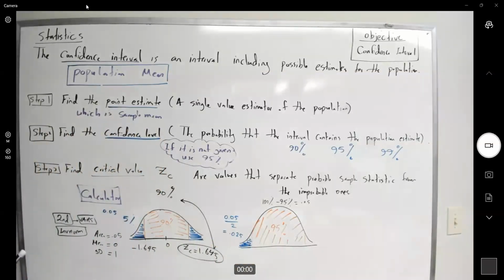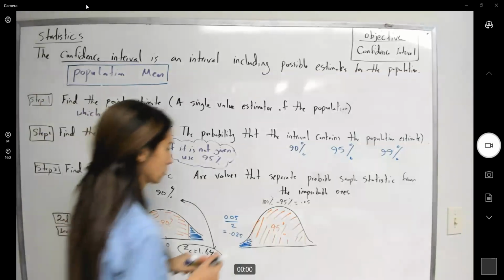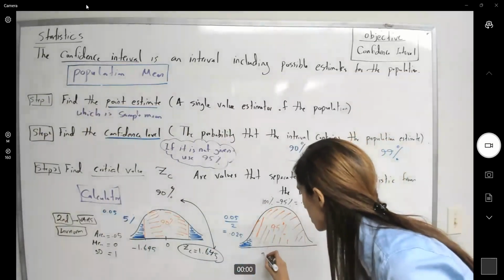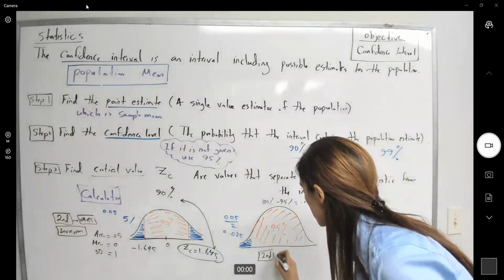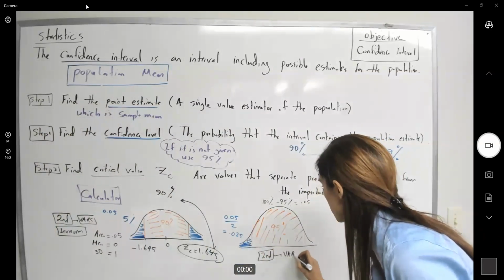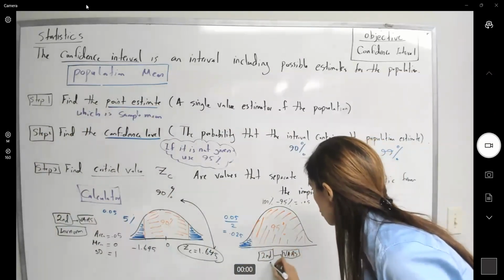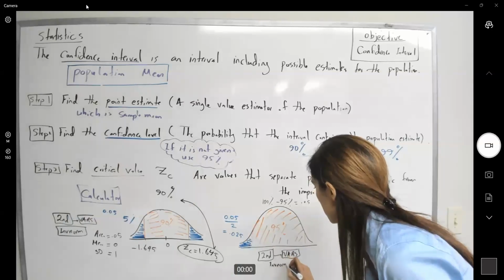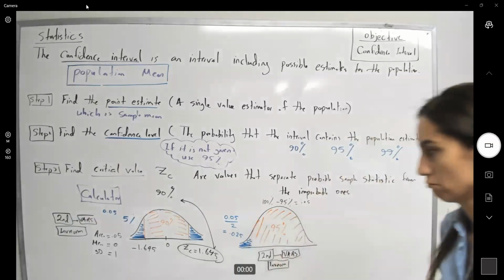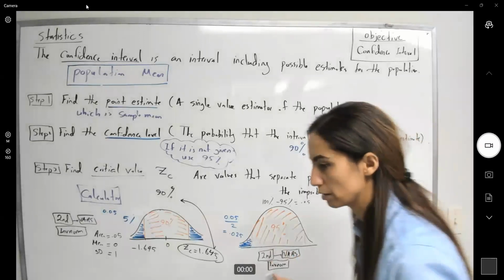So again, to find the z, you need to go to second, vars, inverse norm. Very good. Okay, what is this z?